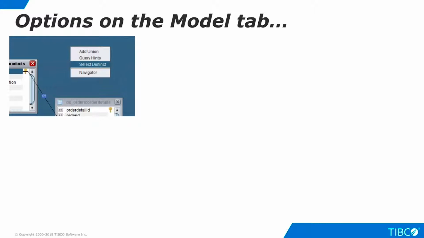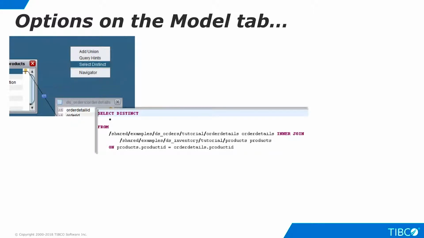Right-click on the canvas to see some of the options available. Navigator opens a widget that will help you navigate the model if it becomes larger than available space on the screen. The other options affect the SQL for the view. For example, click Select Distinct. Then go to the SQL tab to see that the distinct keyword has been added to the SQL statement.